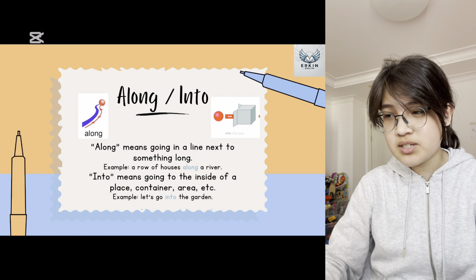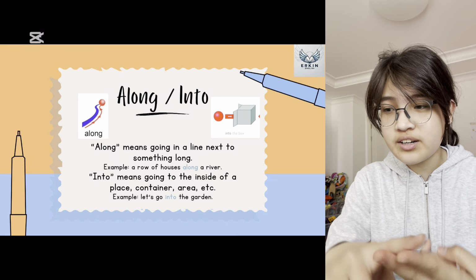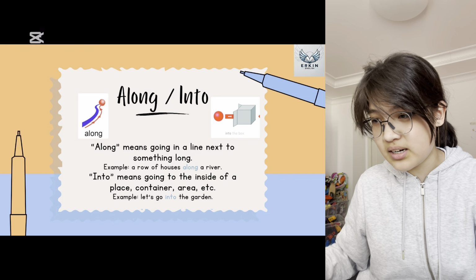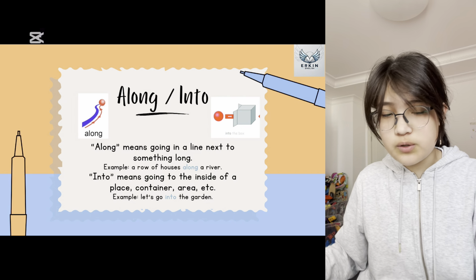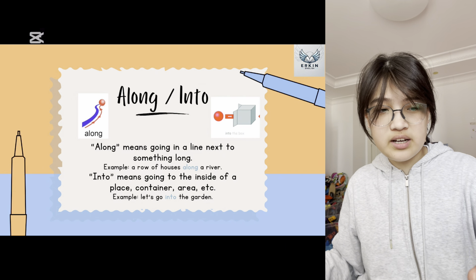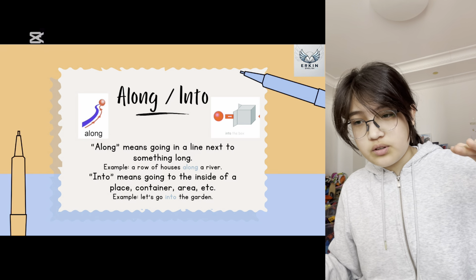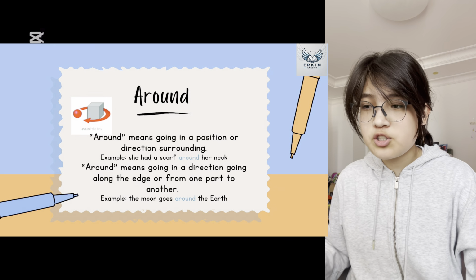And then we have the preposition into. Into means going to the inside of a place, container, area, etc. So in this image, we can see that the ball is going inside this box. And then the example is, let's go into the garden. So the preposition is saying that the object, which is us, is moving, because this is a preposition of movement, into the garden.